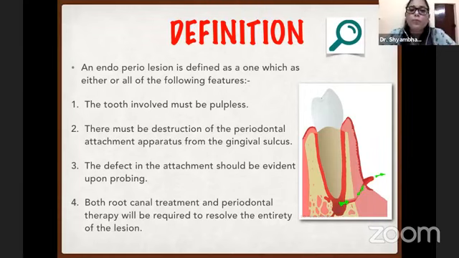So the fourth point is the most important point, and this is the point which is most often than not the discriminating feature. That is, if there is an endoperio lesion, then endodontic therapy alone will never be able to heal the lesion, and similarly, periodontal therapy alone will not be able to bring about the entire healing of the lesion. So most often than not, it will require both endodontic therapy along with periodontal therapy to bring about the healing of the lesion. So the fourth point here is the one that is most important and has to be kept in mind whenever diagnosing or treating an endoperio lesion.